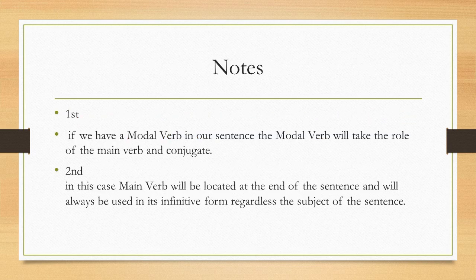Notes. If you know how to structure your sentence when you have a modal verb in it, it will be very easy, and you can apply this rule to all modal verbs. We said first, if we have a modal verb in our sentence, the modal verb will take the role of the main verb and conjugate according to the subject. And in this case, the main verb will be located at the end of the sentence and will always be used in its infinitive form, regardless of the subject of the sentence. As we mentioned, if you know this rule, you can apply it with all modal verbs.